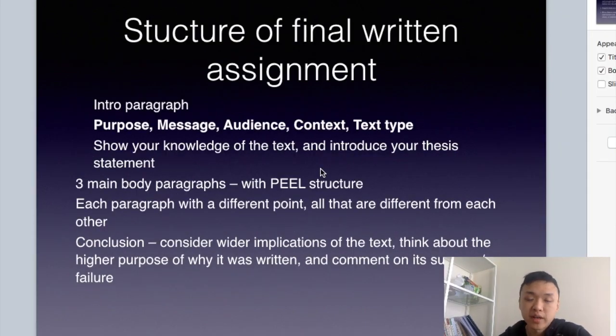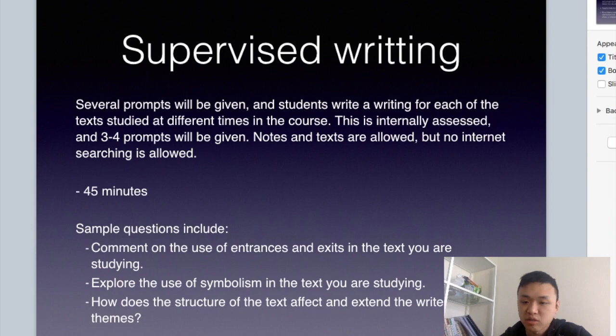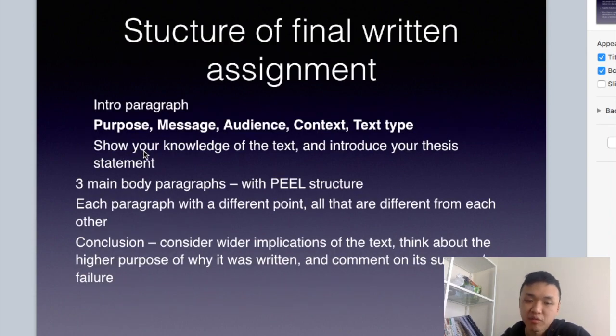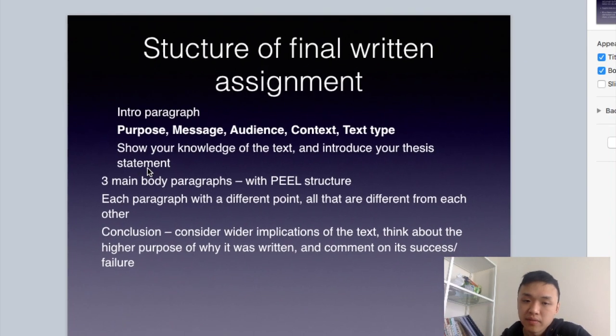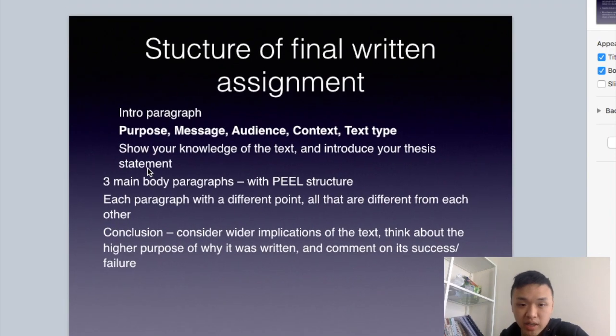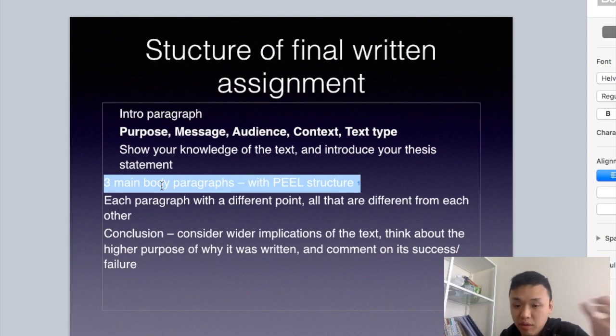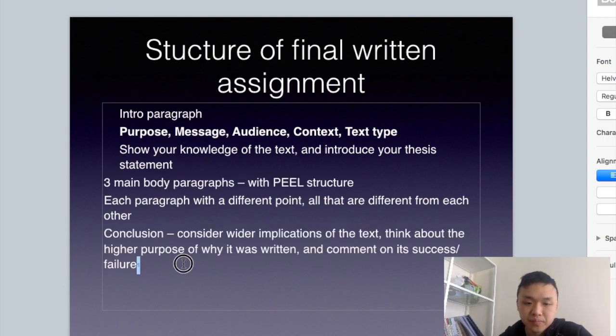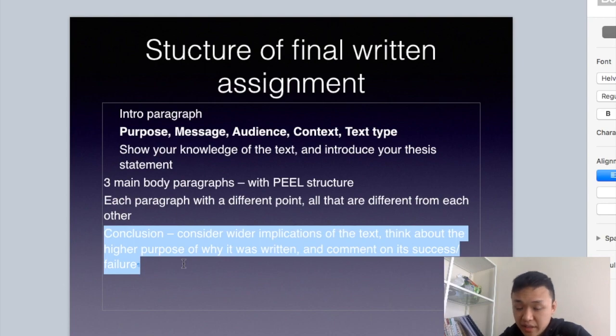So the structure for the final written assignment can be similar to the essay you write in class, to the supervised writing you do earlier, right? Five paragraphs. So first paragraph, introduce your thesis that answers the question, and then introduce the context of your text, right? Then you can have 3 body paragraphs. Each body paragraph should be an argument to back up your thesis, right? And then use the PEEL method in each body paragraph. Then in your conclusion, just restate your thesis and your arguments in a different way.